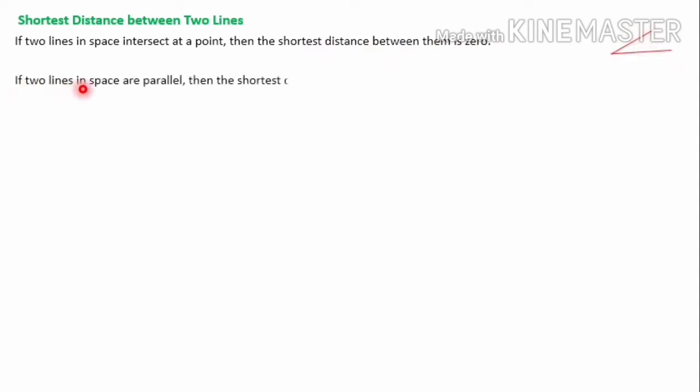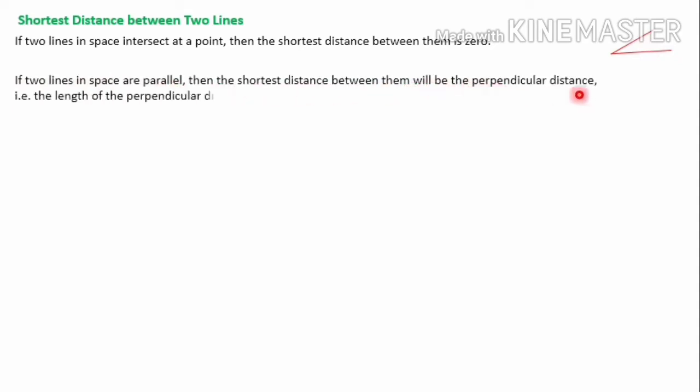Next, if two lines in space are parallel, then the shortest distance between them will be the perpendicular distance. That is, the length of the perpendicular drawn from a point on one line onto the other line. This one we have already learned in smaller classes. When two parallel lines are given to you, the shortest distance between the parallel lines means the perpendicular distance. So here two parallel lines are given, the perpendicular distance is the shortest distance.